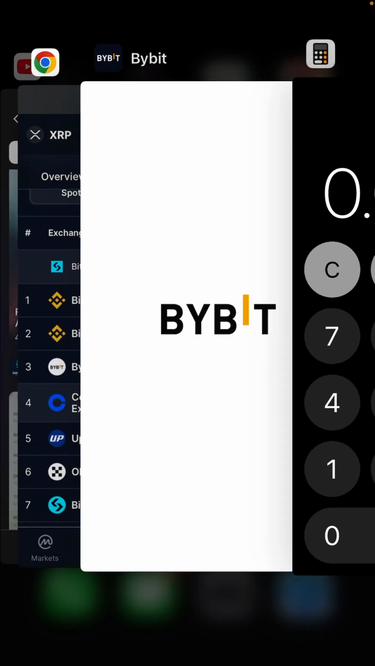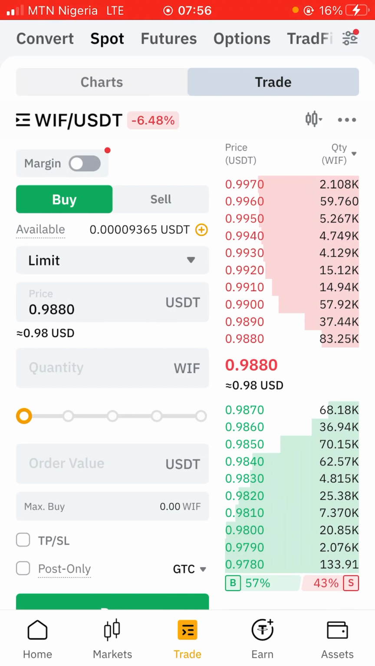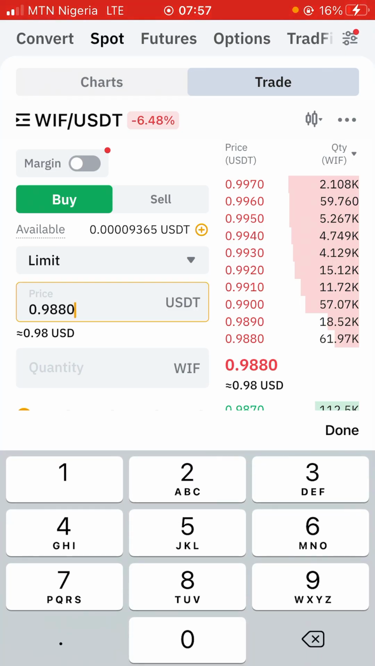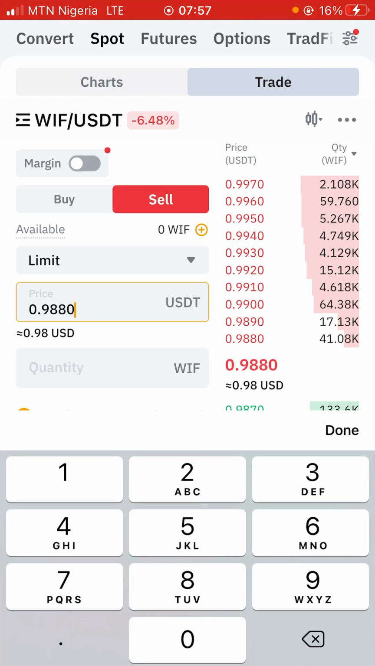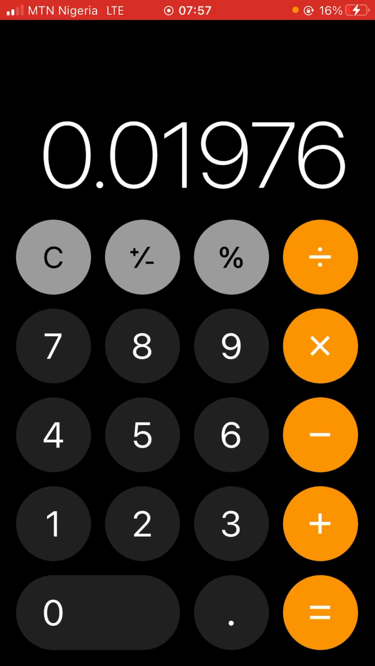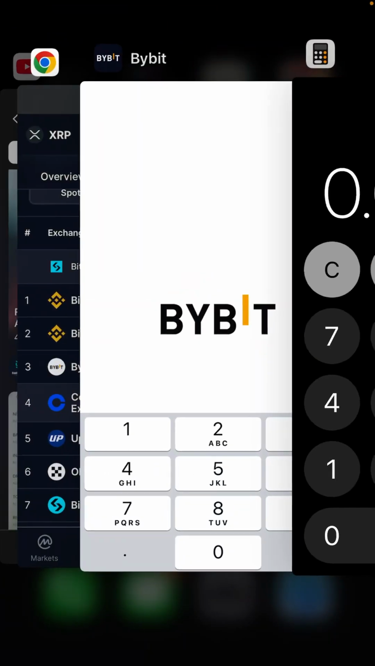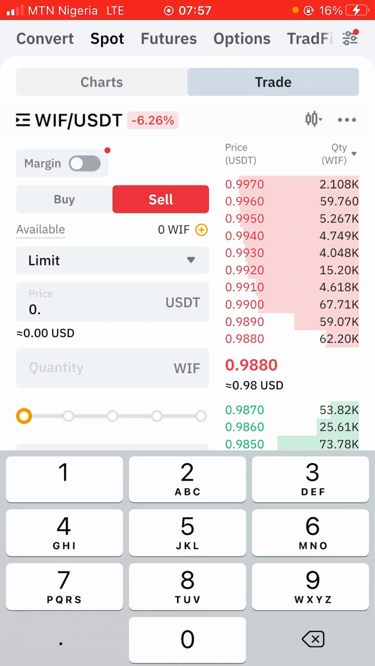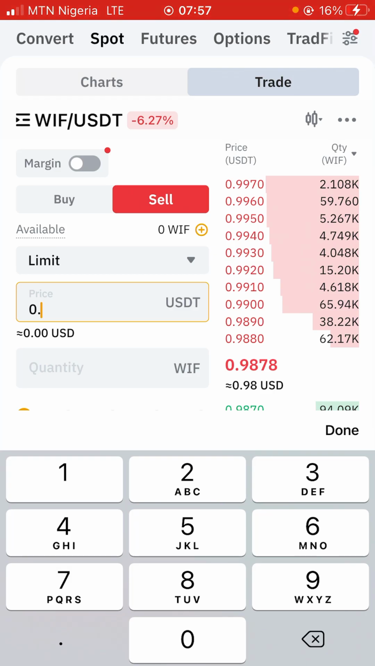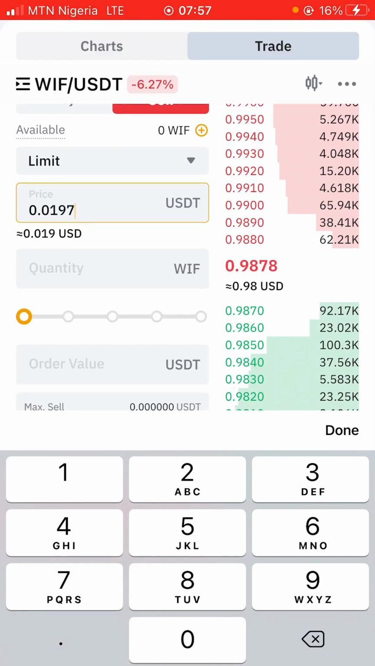So after checking my CoinMarketCap, if I see that the liquidity on the sell side is higher, what I'm going to do is simple. I'll use my limit order here to set my price. It's not going to be at this price again because I want to sell, for example. So my selling price will be 0.1976. It's going to be my selling price.